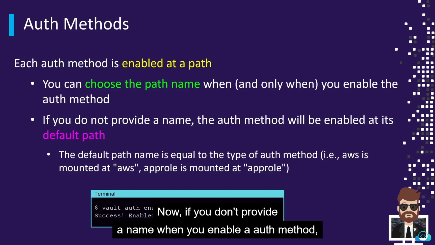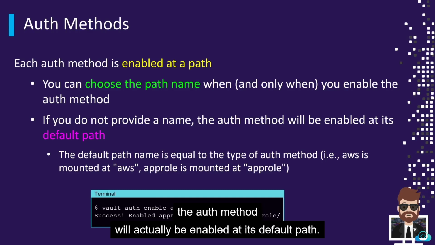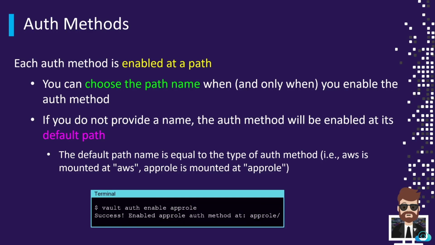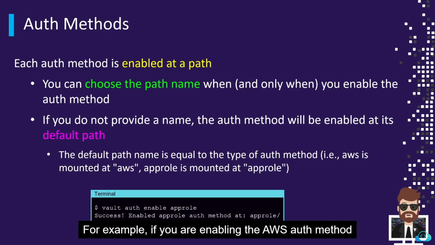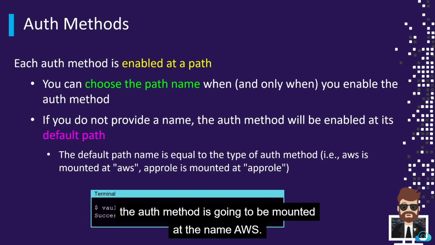Now, if you don't provide a name when you enable an auth method, the auth method will actually be enabled at its default path. And this default path is always equal to the type of the auth method. So for example, if you are enabling the AWS auth method and you do not provide it with a custom name, the auth method is going to be mounted at the name AWS.